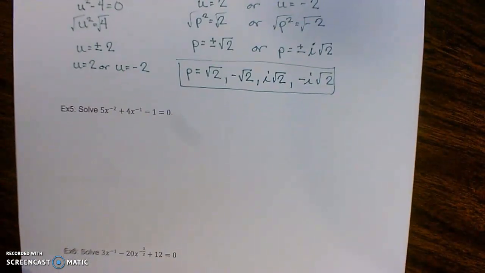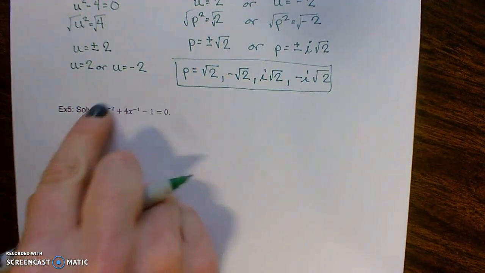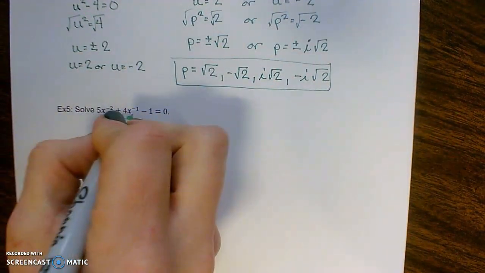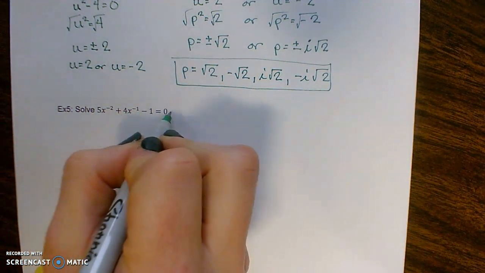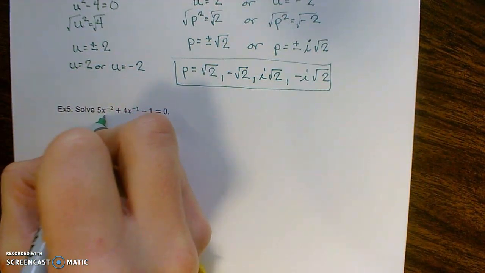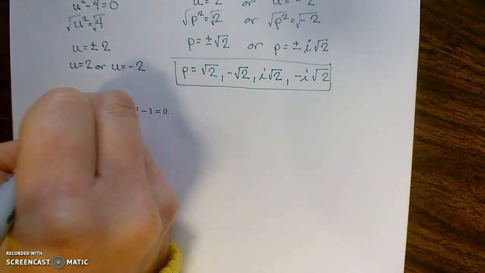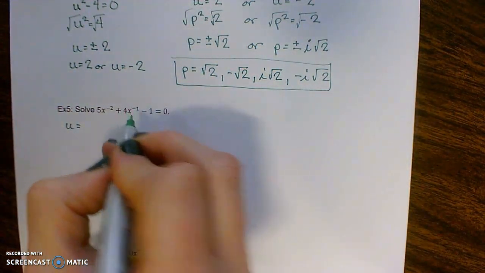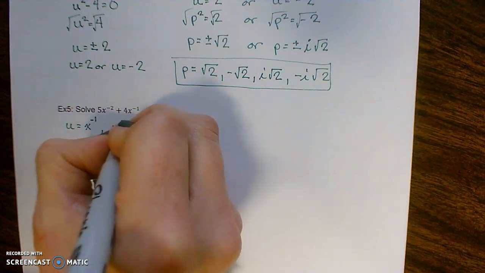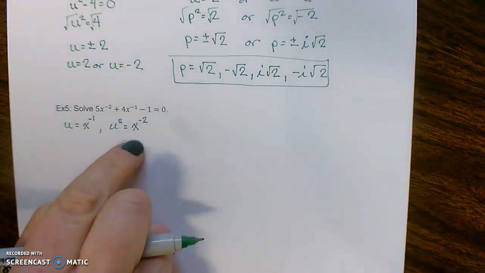Let's do another example. 5x to the negative 2 plus 4x to the negative 1 minus 1 equals 0. Notice I'm dealing with negative exponents here. So what I'll do is, first of all, notice it's in the standard form, and the variable factor here has an exponent of negative 2, which is twice this exponent. So I'll make the substitution. U is the variable part of the second term, so x to the negative 1. And if you square both sides, we'll verify that u squared is x to the negative 2, which is the variable part of the first term.